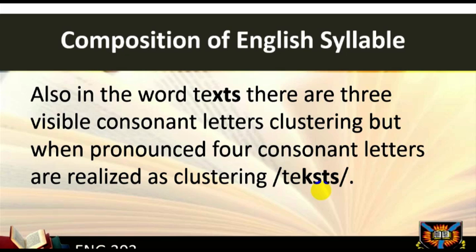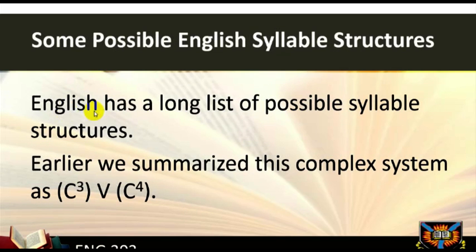Some possible English syllable structures. Unlike some world languages that may have very limited possible syllable structures, the English language has a very complex syllable system. Yoruba, for instance, has the structures CV, consonant plus vowel, V, vowel, and N, syllabic nasal. This makes the syllabic system of Yoruba easy to comprehend and even use. English has a long list of possible syllable structures.